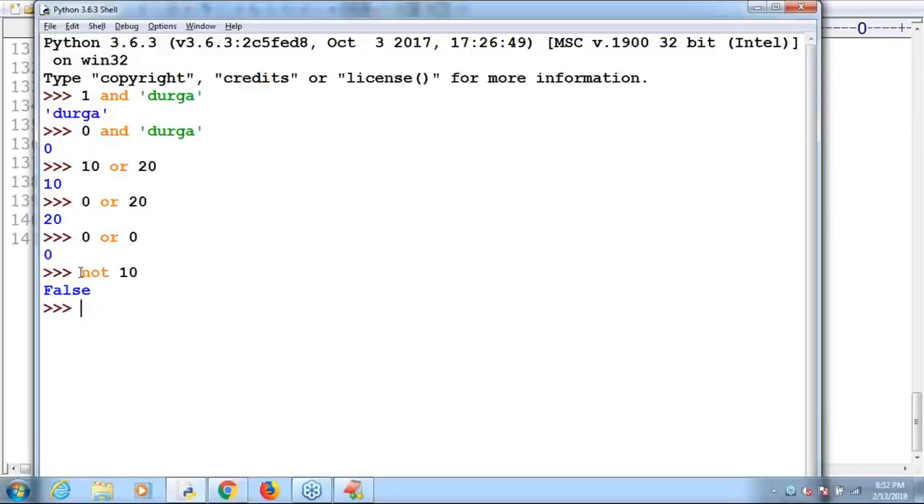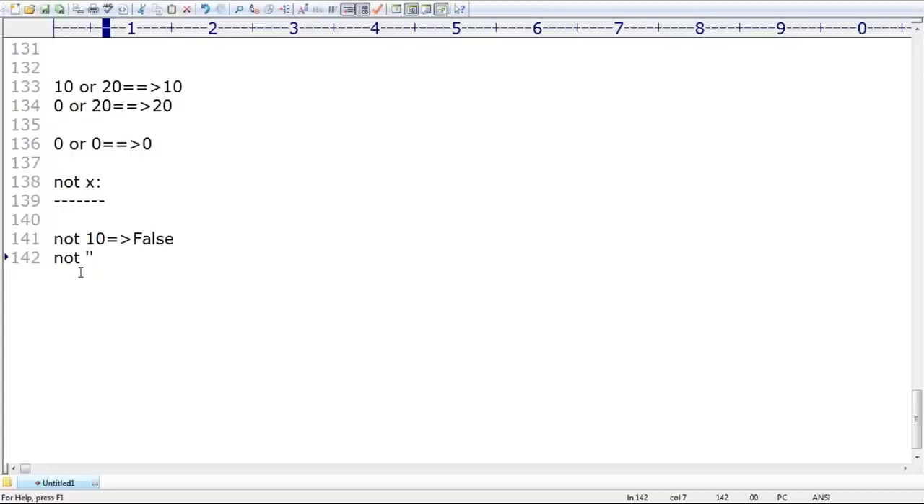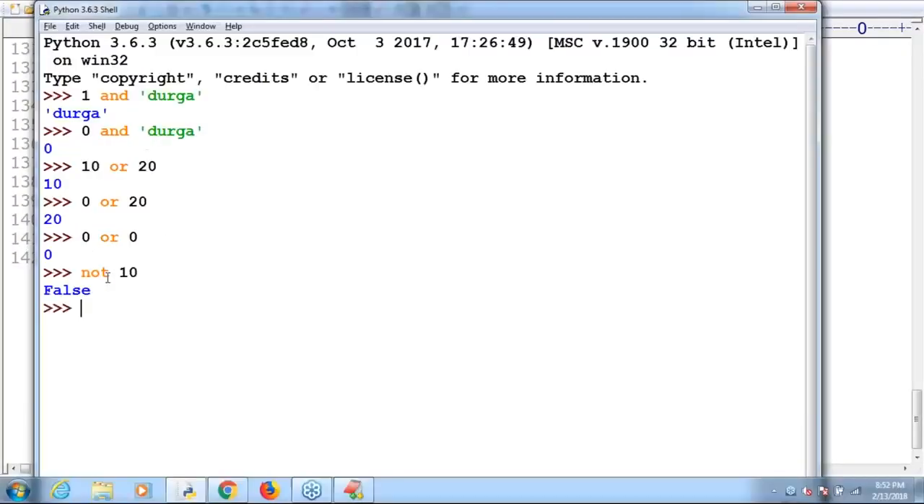Now I'm taking not empty string. What is the answer? An empty string is treated as false. For false, not means true is the answer we are going to get. Are you getting it? Not empty string, the answer is true. Not 0, what is the answer? 0 means false. Not false means true is the answer. Clear, right?